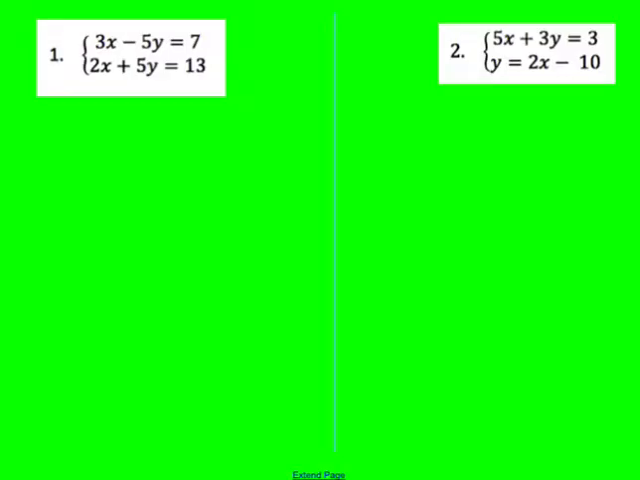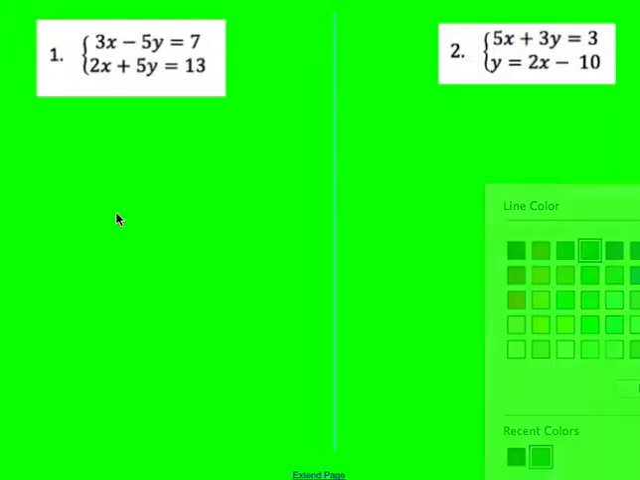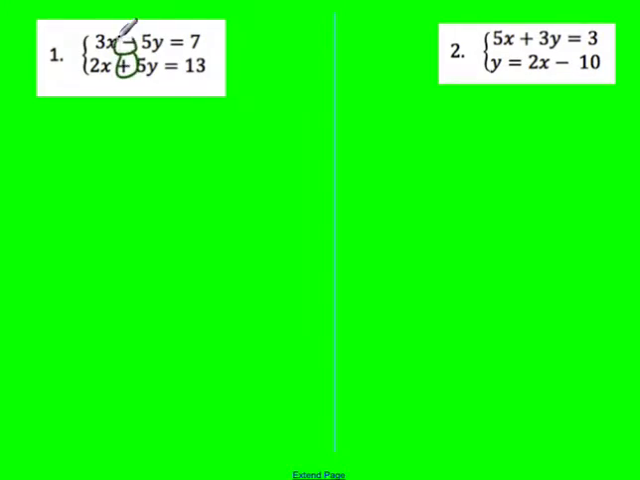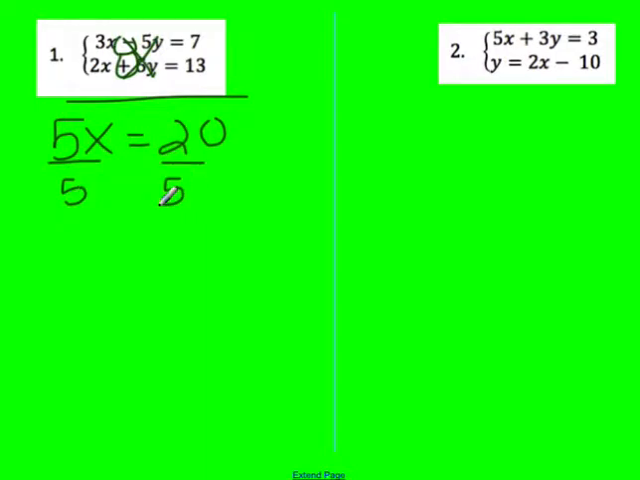So I'm looking at number 1, and I see, first of all, that it's already in standard form. Not only is it already in standard form, but it's already set up with same number, opposite sign. So elimination would be really easy to use because these are already opposite. I can go ahead and add down the columns. So 3x plus 2x is going to give me 5x, and these y's are going to cancel out. 7 plus 13 is going to give me 20. Now I'm going to divide both sides by 5, and I get that x is equal to 4.